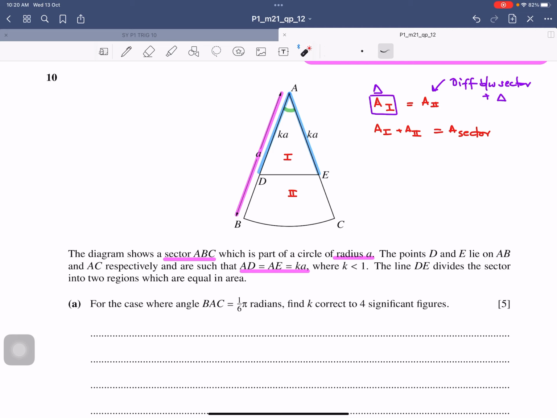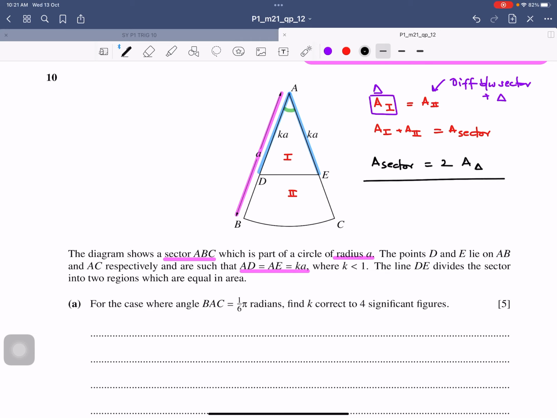Listen to it again. The triangle, I have labeled it as region 1. This segment type of thing, I have labeled it as region 2. Both the areas are equal. Area 1 plus area 2 is the sector. In other words, can I say this? Area of sector is 2 times area of triangle.